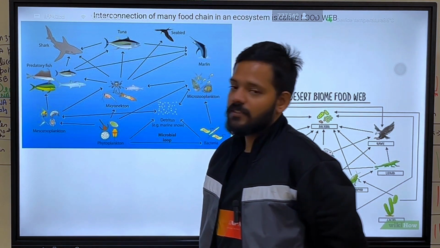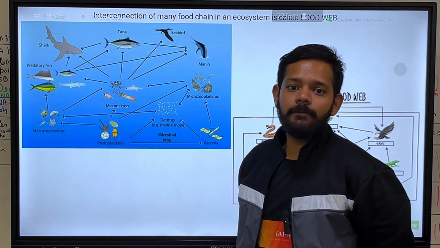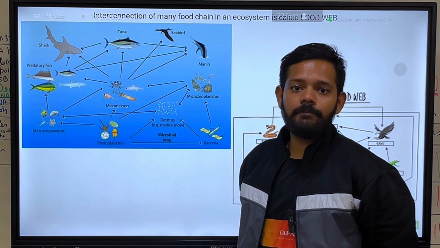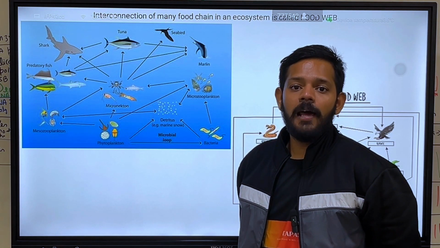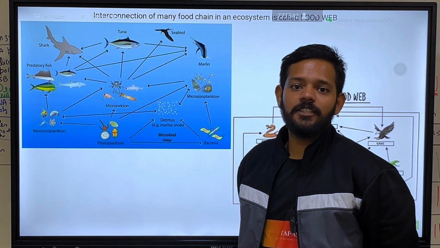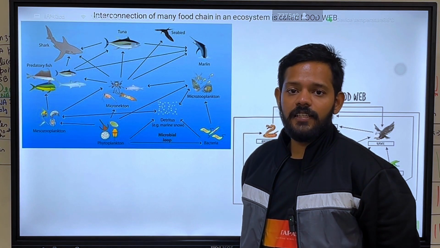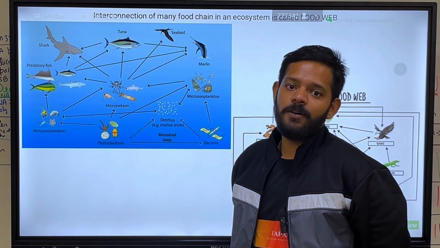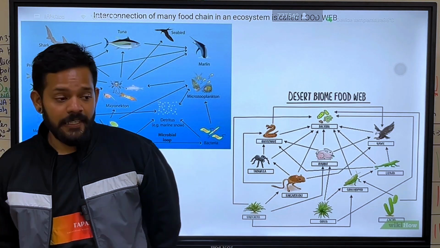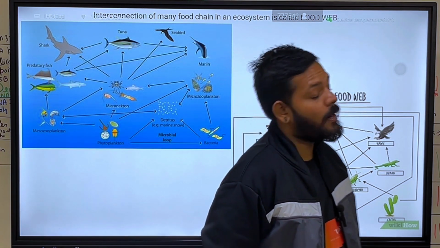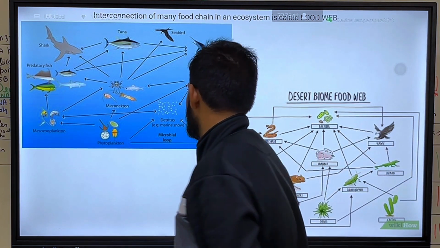Because there is nothing like a deer being eaten only by a tiger. A deer can be eaten by a wolf, by a fox, by a leopard, by a jaguar. So it is not a particular food chain; there is mainly a food web. A food web is an intermingling, where many food chains come together and form your food web.